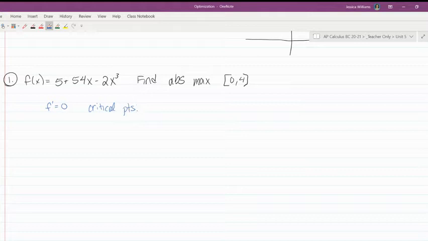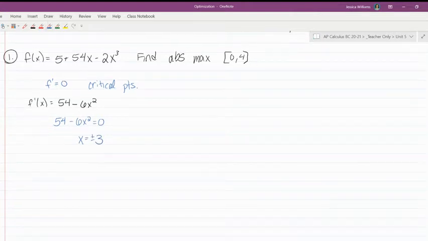which means I have to take a derivative. So f prime is 54 minus 6x squared. And when I set that equal to 0 to find these critical points, I get 2 values of x. So I'm going to add, divide, square root. I get x equals plus or minus 3. Sorry if that's fast algebra. You're welcome to pause. Remember that we are in the interval from 0 to 4, so we are only going to consider x equals positive 3. I don't need the negative 3 because it's outside my domain right now.